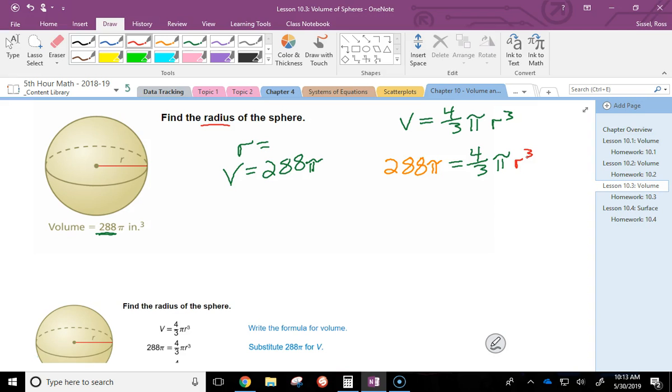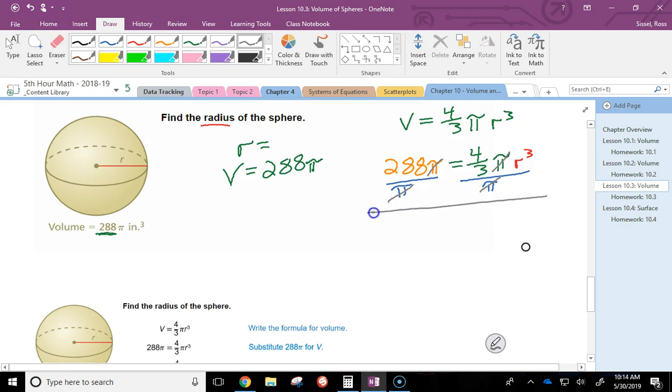Take the pi out? Yeah, so if I divide by pi on both sides, well, pi divided by pi is 1. We would be left with 288 is equal to 4/3, and then our radius.